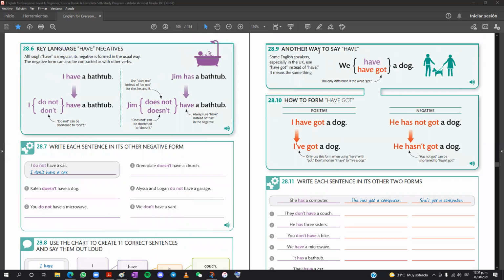Another way to say have. Otra manera de decir tener. Some English speakers, especially in the UK, use have got instead of have. It means the same thing. Algunos angloparlantes, especialmente en Inglaterra, usan have got en vez de have. Significa lo mismo. O sea, literalmente es tener obtenido, o bueno, haber obtenido, have got.